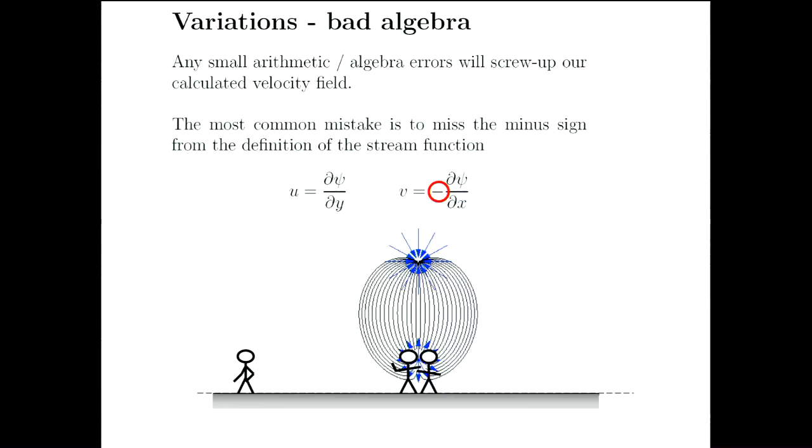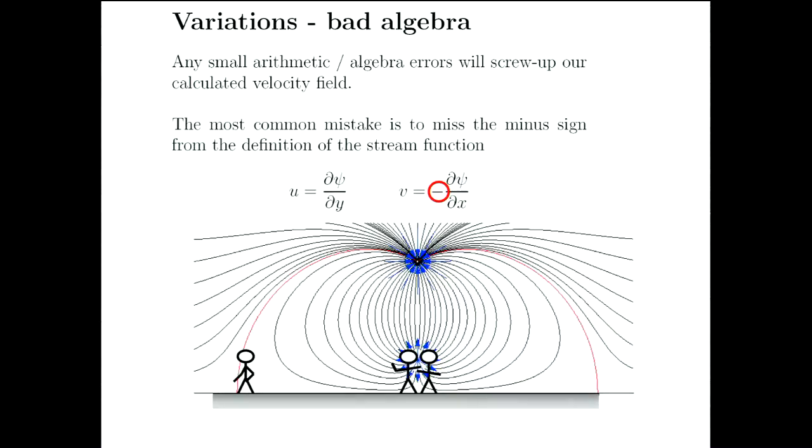If you forget to put a negative in front of your del psi del x, you'll get a streamline that looks like this. And you would very happily tell your client that no one's going to get the secondhand smoke because it's all going to get sucked by the exhaust.